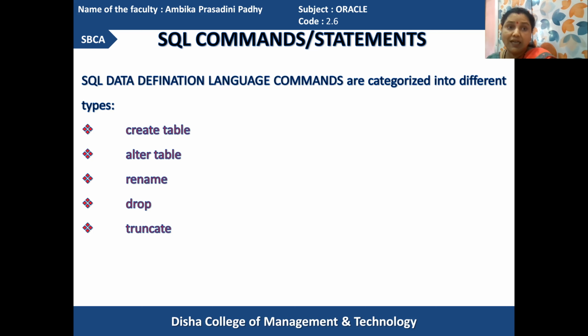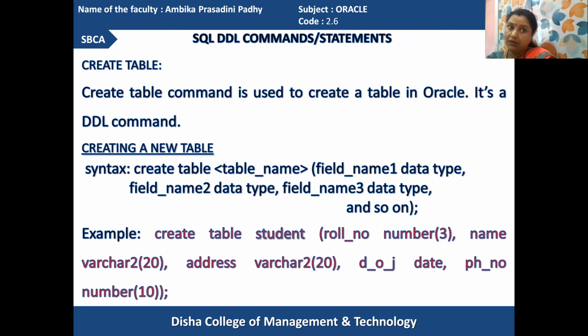We have different data definition commands like the create table command, alter table command, rename command, drop command, truncate command, and describe command. Got it? Out of that, we'll at first discuss the create table command. How you can create a table and how you can create the database fields inside it, or basically how you can define the schema of the database.